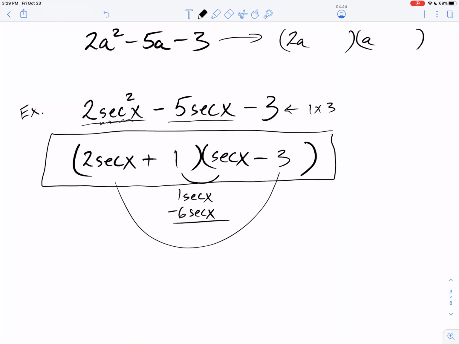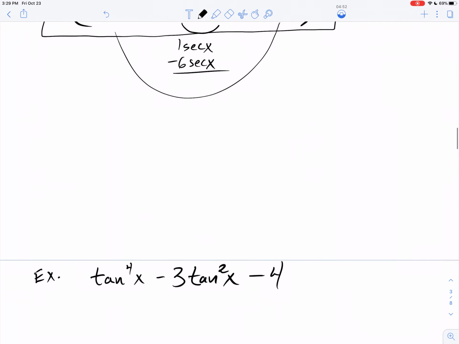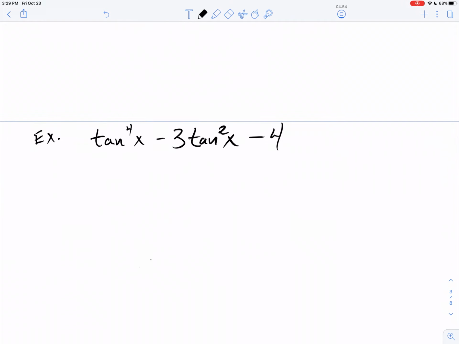What we're doing is factoring. They just happen to take away the variables we're used to, and they stuck secants or cotangents or what? Oh, tangents. Sometimes they put tangent in there. And you go, wait a minute, I don't have nothing that is a tangent 4.